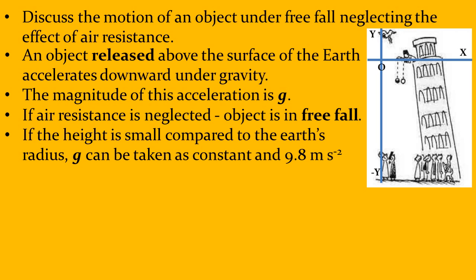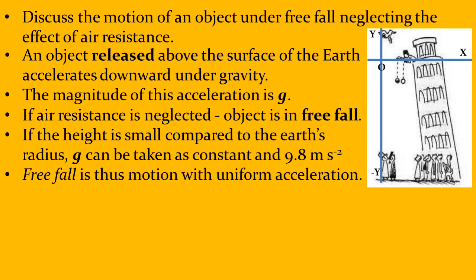If the height above the earth is very small compared to the radius of the earth, then the acceleration due to gravity at the top here and the acceleration due to gravity at the surface of the earth can be taken to be constant, and that is how much? 9.8 meters per second square. Now free fall is thus motion under uniform acceleration.